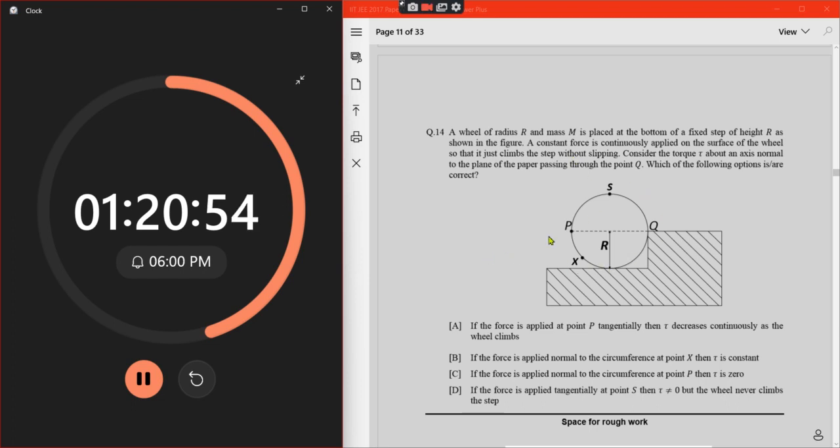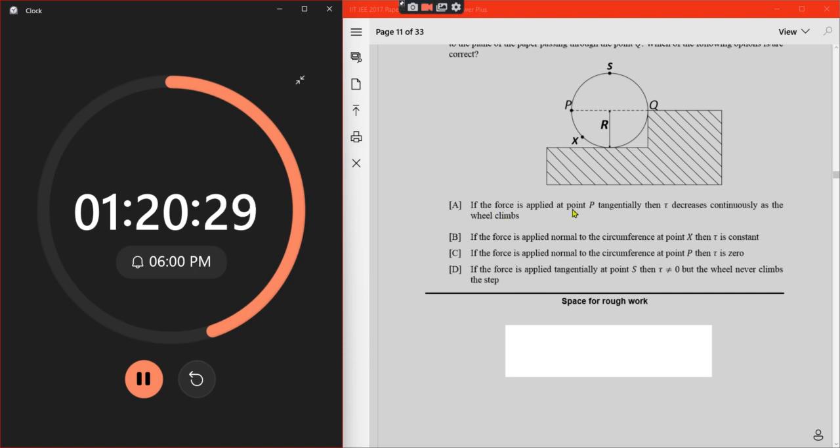ये व्हील है, सरफेस पे तुम अप्लाई कर रहे हो कैसे? अच्छा, बट कौन से पॉइंट पे? I don't know. Consider torque tau about an axis normal to the plane of the paper passing through the point Q. Okay, which of the following options are correct? But कहाँ पे तुम अप्लाई कर रहे हो? You should have told me, right?